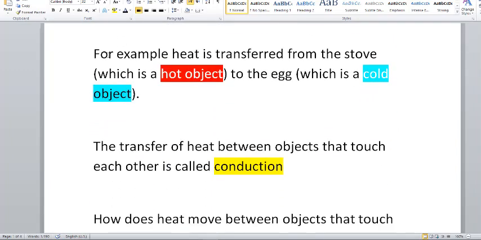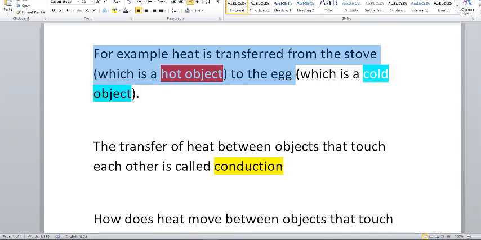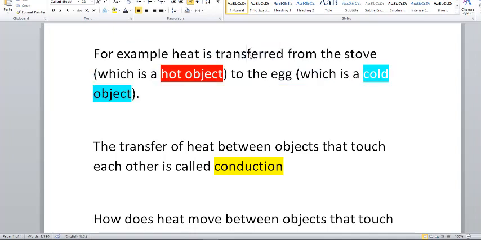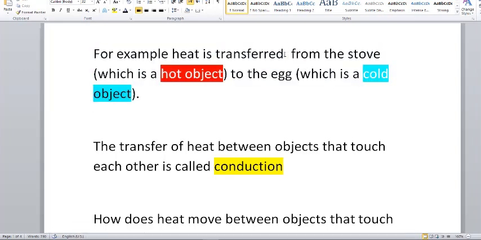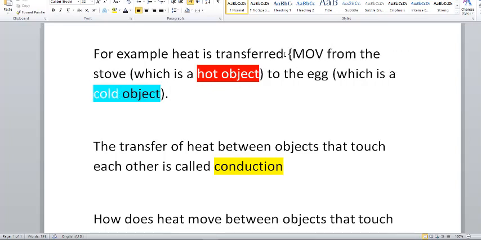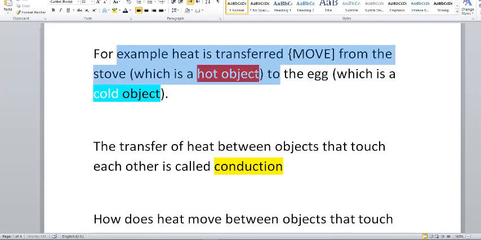For example, heat is transferred from the stove, which is a hot object, to the egg, which is the cold object. How is heat transferred? Transferred means move. Let me write it next to it. Transferred actually means move. Okay, that's what it means. Heat is moved from the hot object to the cold object, okay?